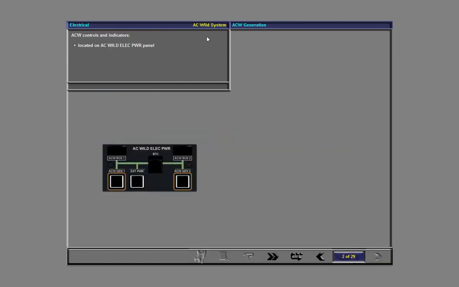The ACW controls and indicators are located on the ACW electrical power panel on the overhead panel. They comprise 3 push buttons for the electrical sources, a BTC isolation push button, and 2 ACW bus off lights.